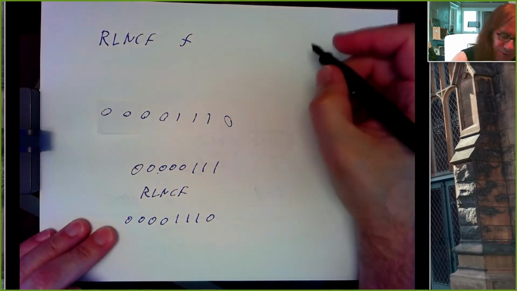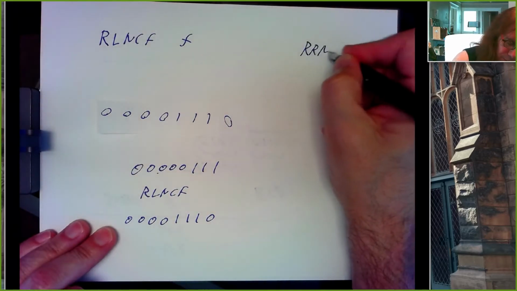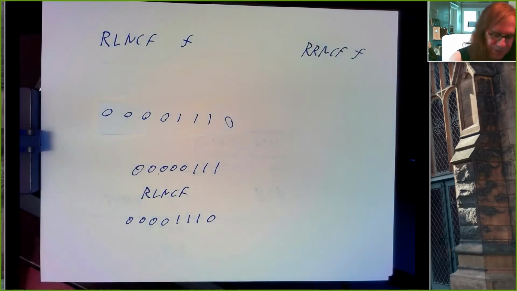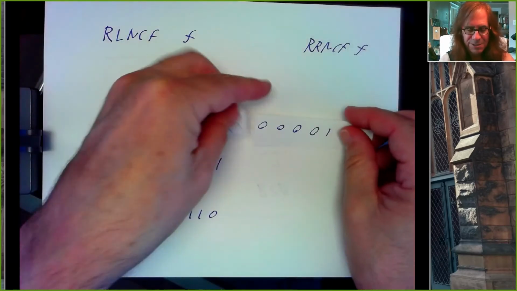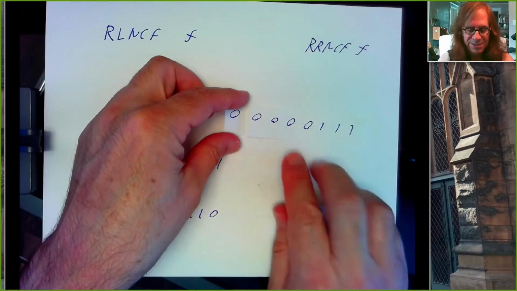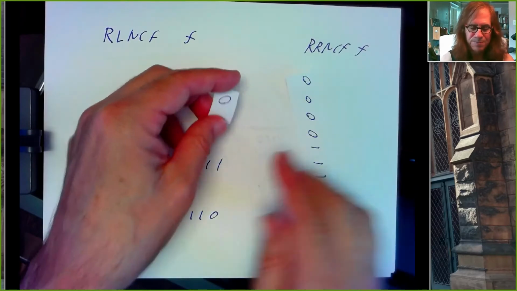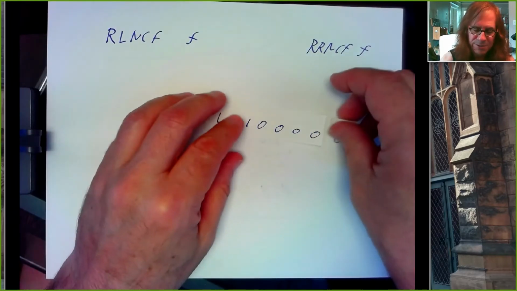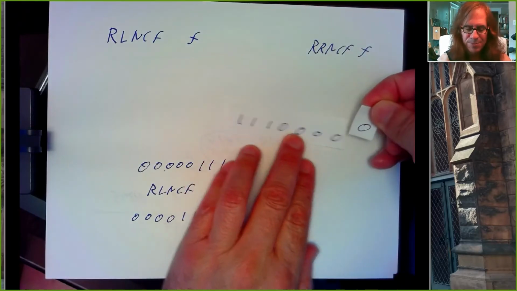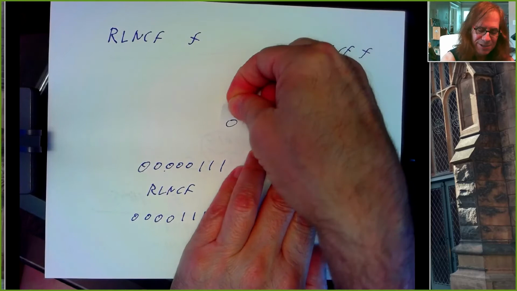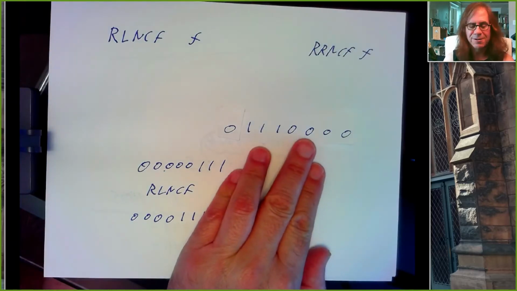And there's a rotate right, no carry file register, and you can imagine what that does. Right, it takes your number and it shoves everything over to the right. So if this is your original number, it bumps all of those bits down and takes that bit that would have fallen off and brings it back over to the left.